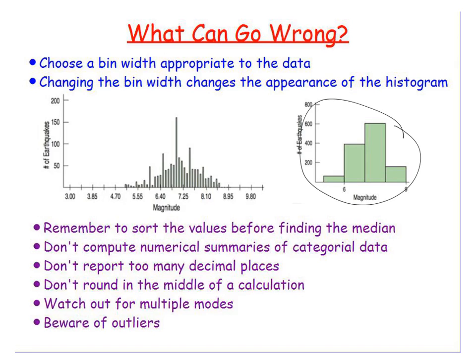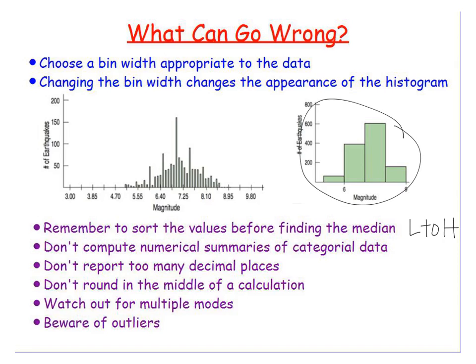So, some basic calculation mistakes. Remember when you're doing the median, remember to sort your values from low to high before you find the median. Also, you cannot compute these kinds of summaries, the median, the mean, for categorical data, so don't try. There is such a thing as reporting too many decimal places. Like I said, I am totally fine with the standard deviation being 2 decimal places.